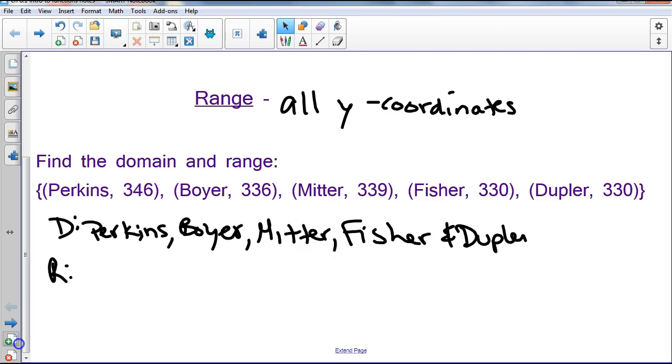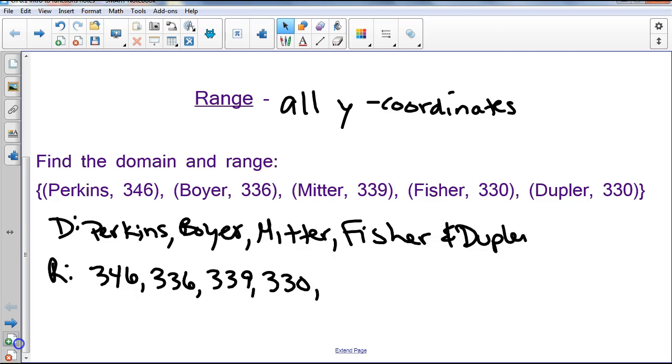And then the range would be our room numbers: 346, 336, 339, 330. And see how 330 is written twice? We don't write it twice, just once.